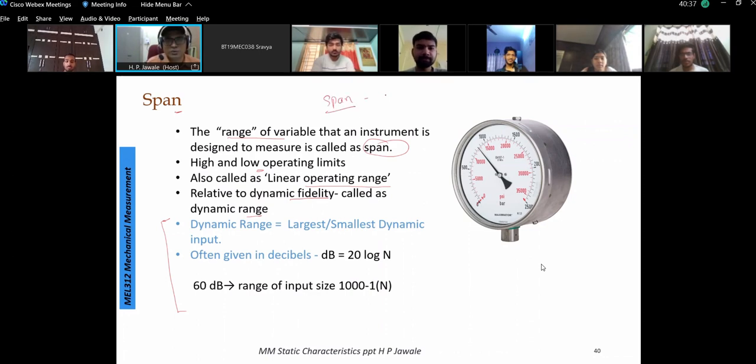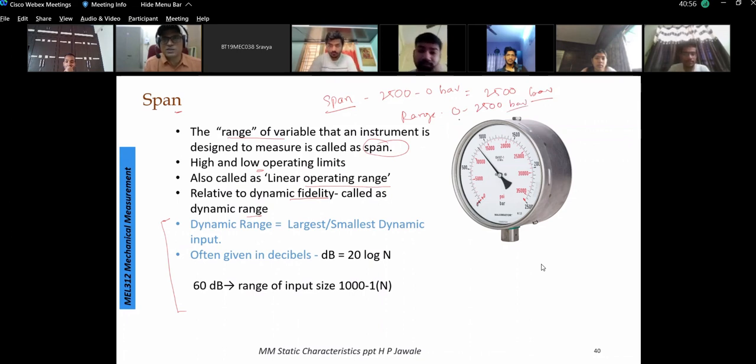Span is nothing but a maximum minus minimum, say 2500 minus 0 bar. That is nothing but equal to 2500 bar. This is the span. And the range is from 0 to 2500 bar.